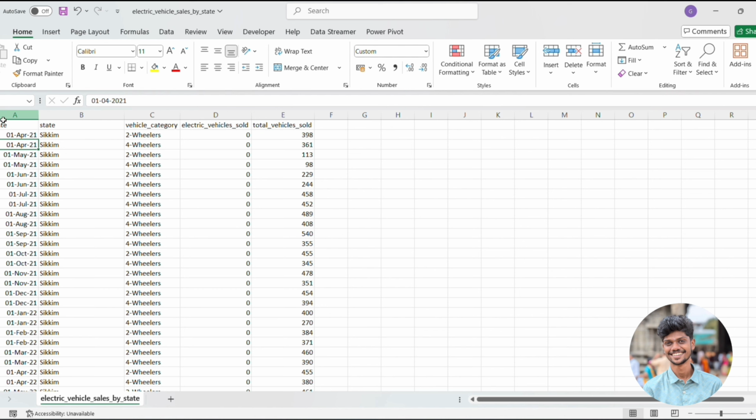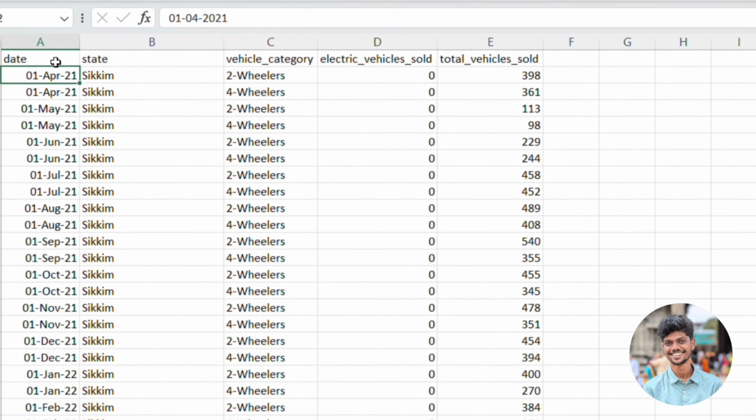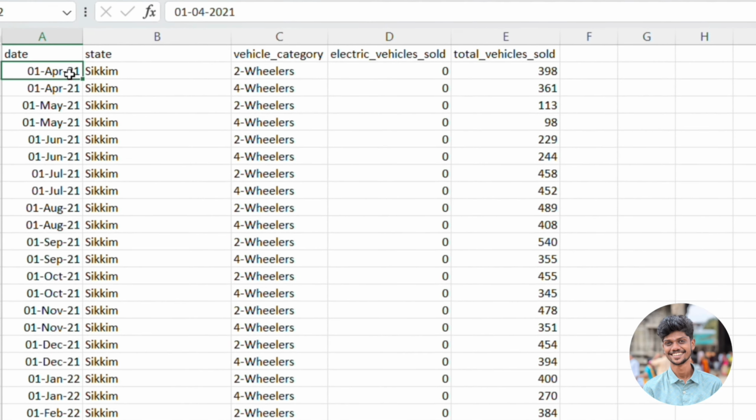Let's start with the electric vehicle sales by state table, and let's go from the date column. This is the actual date when the data was recorded, and it's on a monthly basis. It's not like this is for 1st April. This is the whole April month, April 2021.